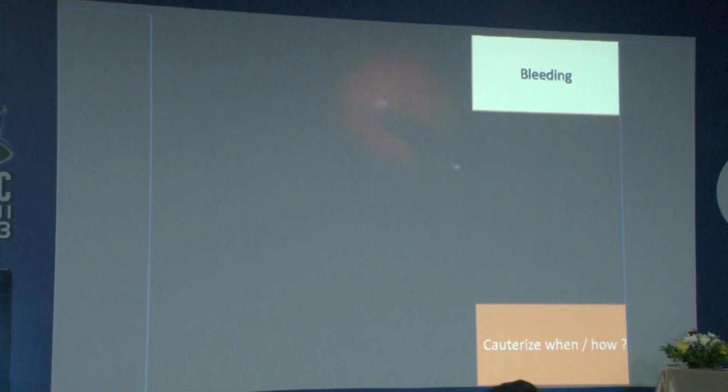Minimal cautery, and then lower the pressure. If you are doing cautery at 30, which is normal for most of us, lower it to 15 or 10 and see if that point is oozing. If that is not oozing, there is no need to apply more cautery.